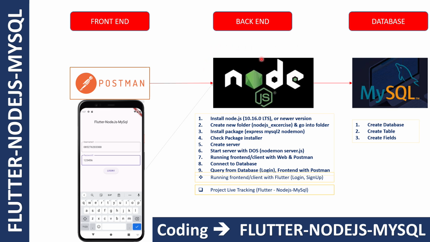backend Node.js, front end by using Postman, and before Postman, this is a browser Postman, and also the last one is we use the Flutter. Okay, the first one we can follow this point to make a coding about this project.